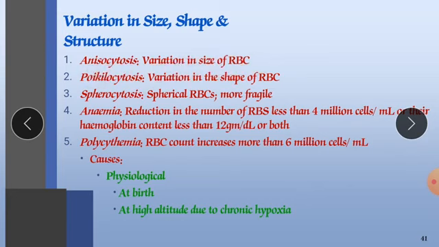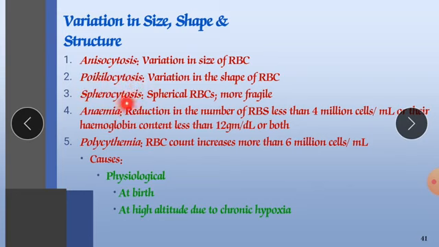Next term is poikilocytosis. It is nothing but the variation in the shape of RBC. Now the RBC are spherical in shape. Sometimes they can be squeezed into an elongated shape. It means a shape like cylindrical shape or any sort of change in the shape. That is nothing but the poikilocytosis.